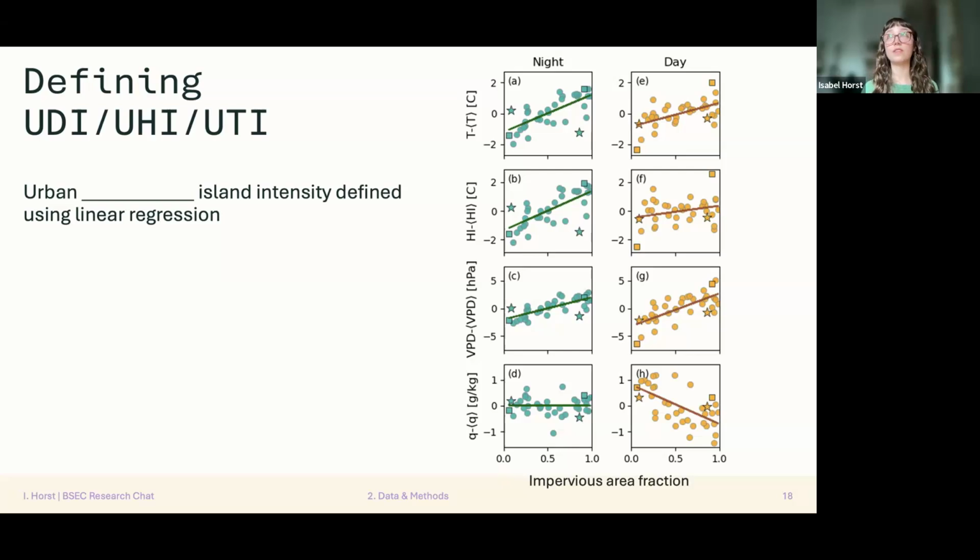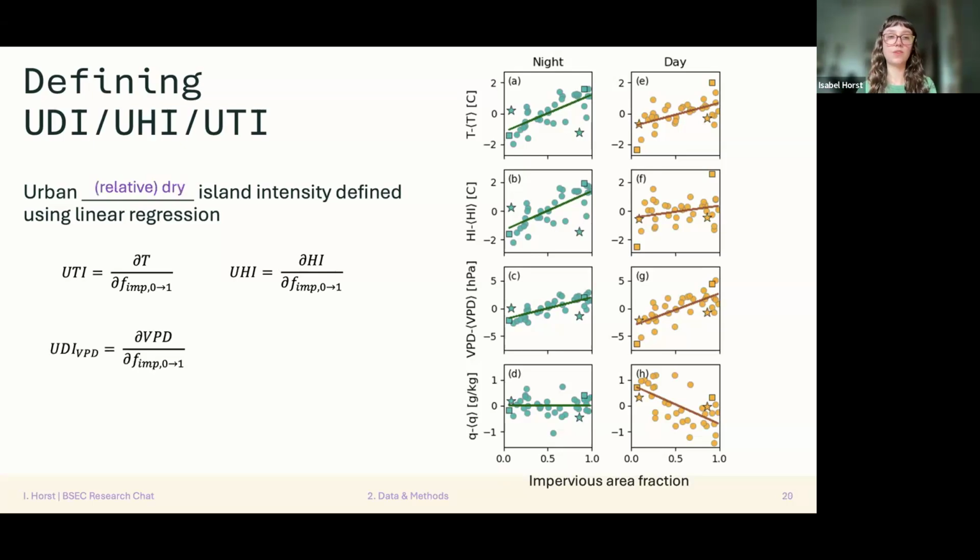For the linear regression slope for temperature, the change in temperature with impervious area fraction gives me the urban temperature island intensity. The slope for heat index gives me the urban heat island intensity. And just take note of that difference. I'm using UHI to refer to heat index, not temperature, as it's often used. So it's an important distinction between UTI and UHI. I use the slope for VPD to give me a relative dry island. And then I use the slope for specific humidity to give me an absolute urban dry island.